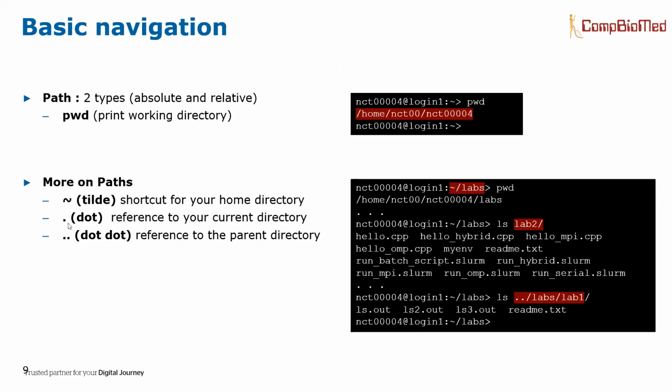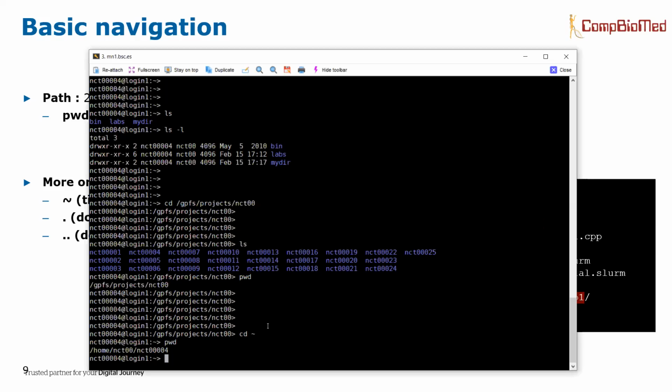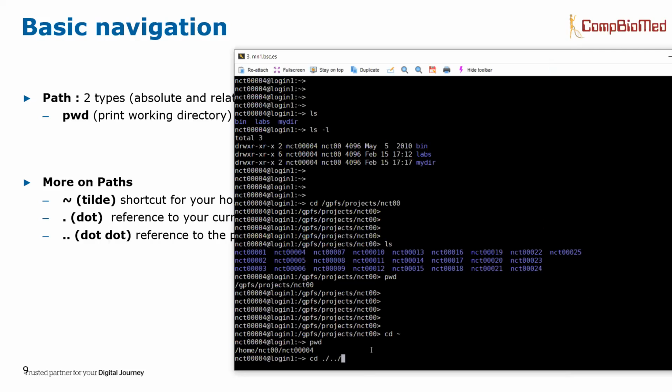One other shortcut is the dot, and the dot basically refers to your current directory. So, for example, if I want to move from my current directory to another directory, I can go back from the current directory and then go back up, for example. And this is actually the meaning of the double dot. Double dot means the parent directory.